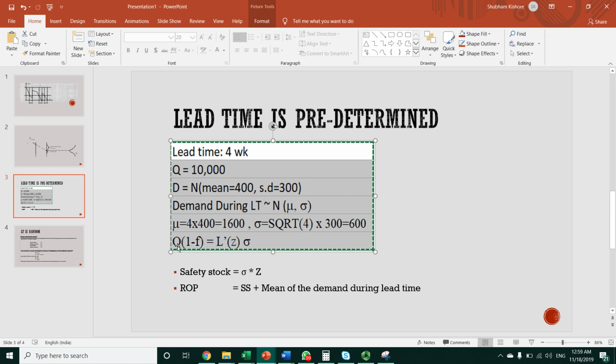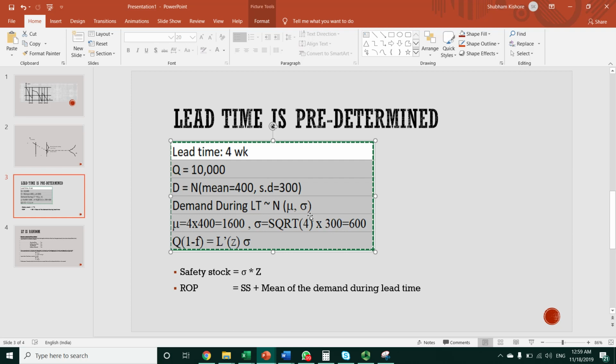Over here, the components of the equation are Q, F, and standard error. Q over here was given, that was 10,000. F is the fill rate, which is the amount of customers you want to fulfill, like 96% or 98%. And this is the standard error for our lead time demand. So how to calculate it? You go back over here. It is written as square root of 4 multiplied by 300.